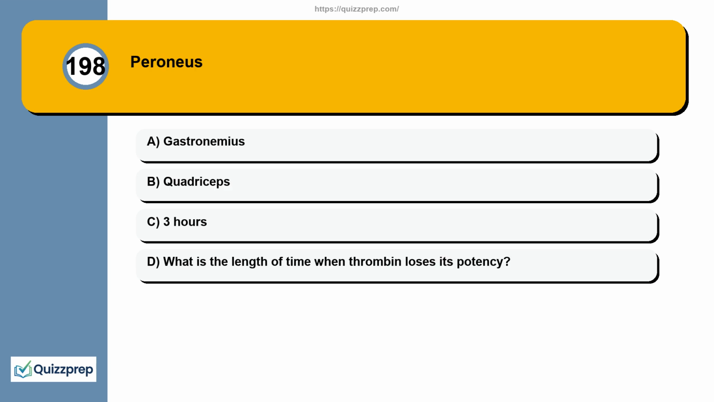Question 198. Peroneus, option A. Gastrocnemius, option B. Quadriceps, option C. 3 hours, option D. What is the length of time when thrombin loses its potency?